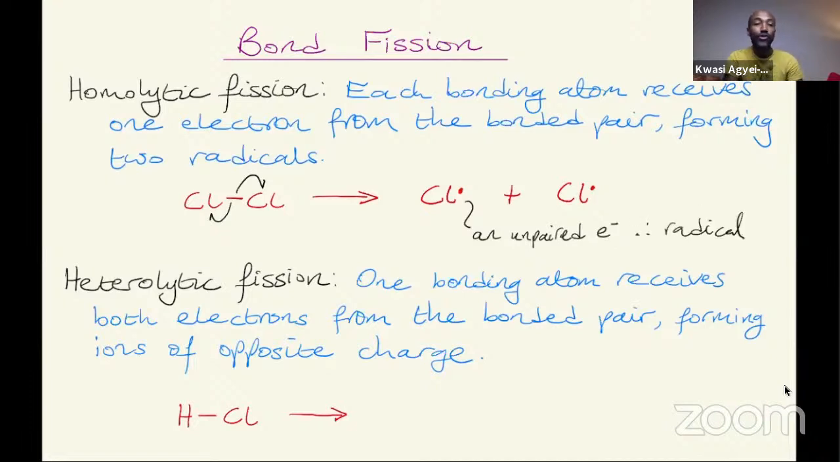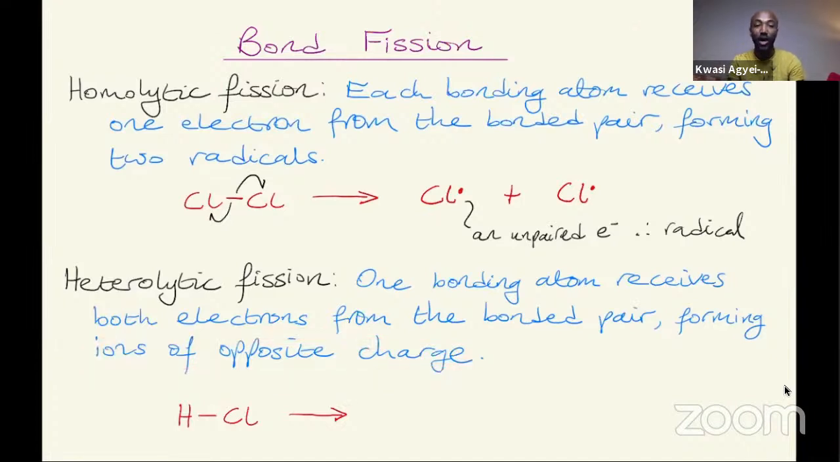Okay, so bonds can break homolytically, and of course the other way that bonds can break is through heterolytic fission. Now in heterolytic fission, both electrons in the bonded pair will go to one atom, and the other atom becomes electron deficient. And as a result of this, you get ions being formed. Okay, so if we look at the definition of heterolytic fission, it says one bonding atom receives both electrons from the bonded pair, and you form ions of opposite charge.